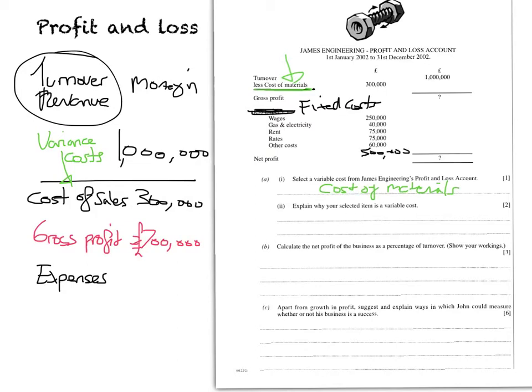So, I'll put that in here. Their expenses were 500,000. So how much money did they actually get in the end? They started off with £1 million. Then their cost of sales were 300,000. So that was all their variable costs were taken away.